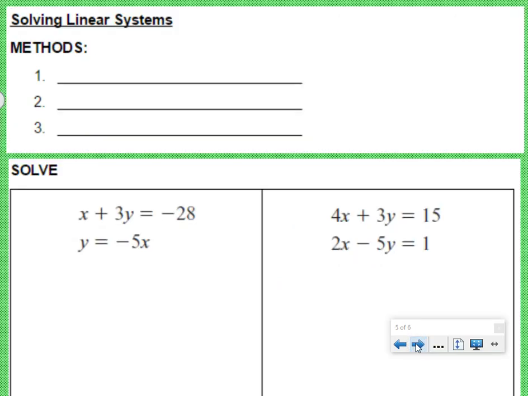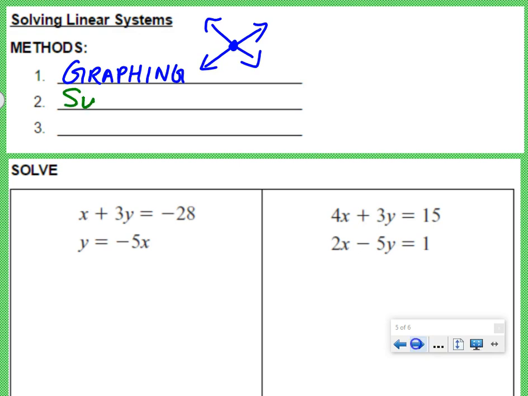Last piece is solving linear systems. So we have 3 methods for this. We have graphing. So you would graph the 2 lines and find the point where they intersect, and that would be your solution. We have substitution, which we are going to review today. And the last one is elimination, which we are also going to review today.